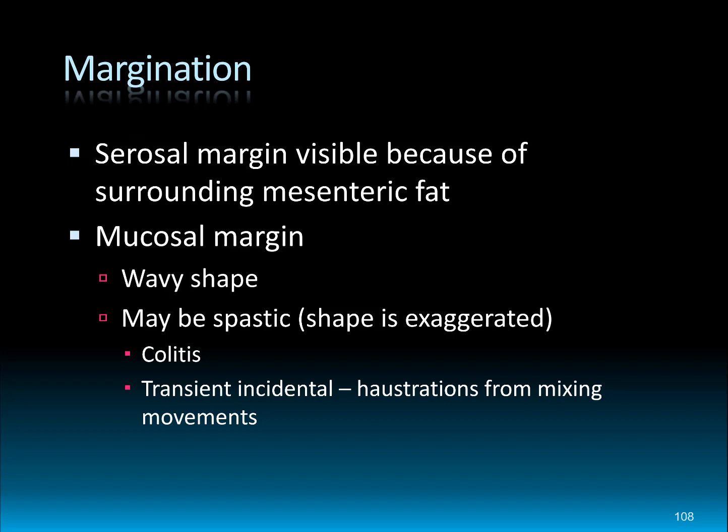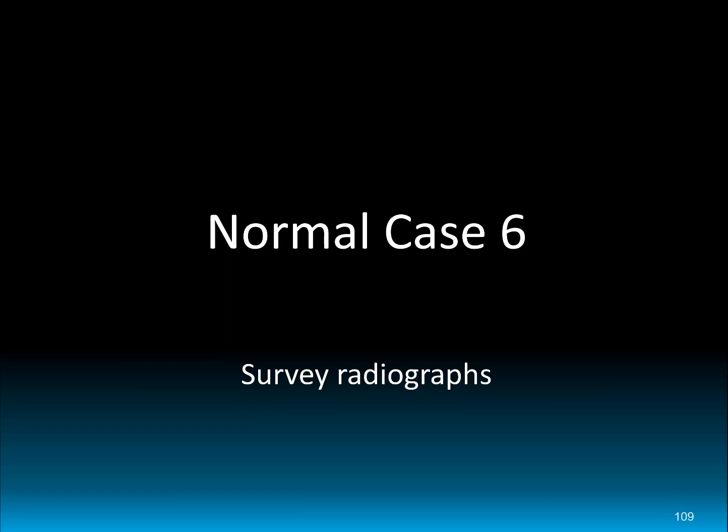That margin may be wavy, it may be smooth, it may be spastic. When it is spastic, that can indicate colitis if there's a sort of hypersegmentation of the colon, but sometimes we see that normally. When there is normal movement, normal haustrations and mixing movements, you can see transient hypersegmentation or apparent spasticity or corrugation of the colon. So this is a normal animal.